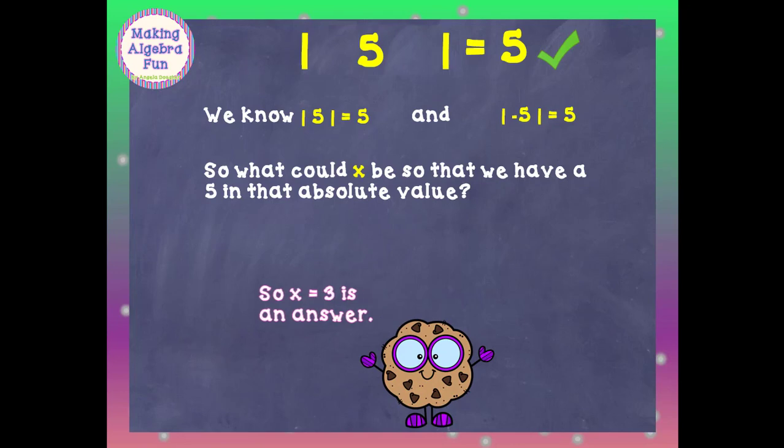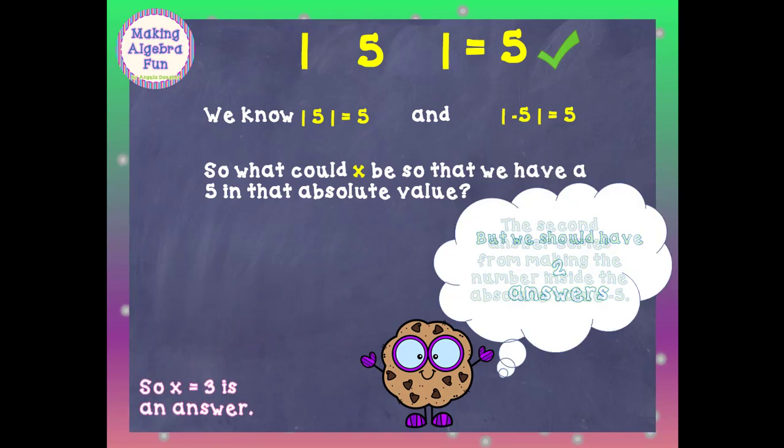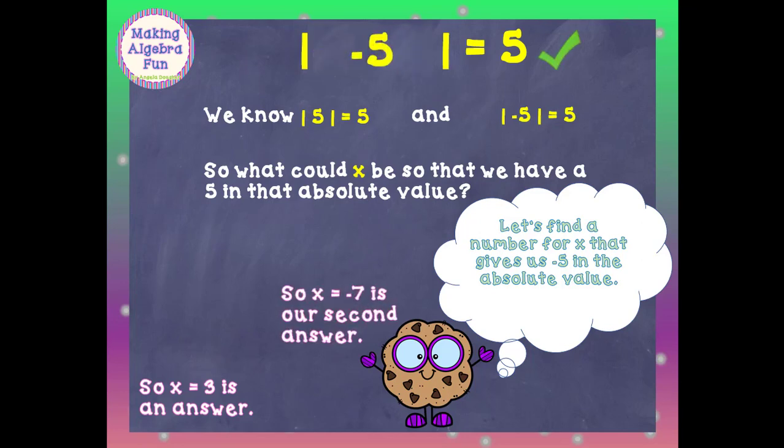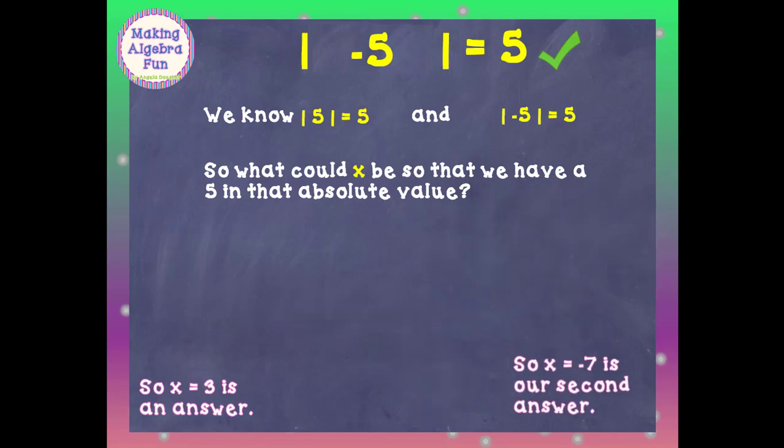Now let's think about how we would end up getting a negative 5 in there. Back to what it looked like in the beginning, and let's just start using some numbers. I'm going to start with negative 7. If the absolute value of negative 7 plus 2, well, negative 7 plus 2 is negative 5, there it is. So the other answer to that would be negative 7. So x could either be 3 or x could be negative 7.